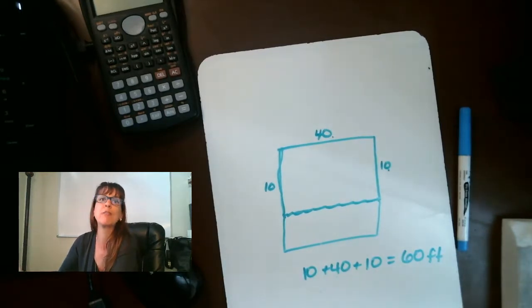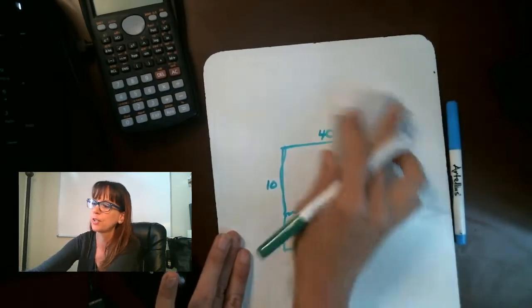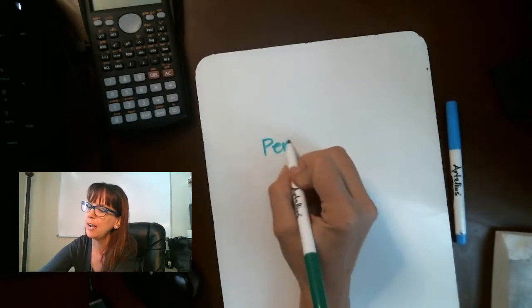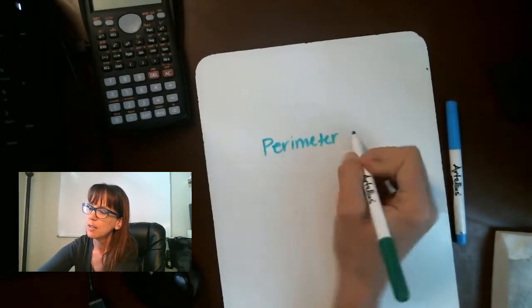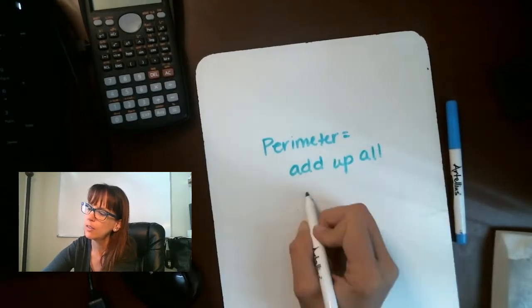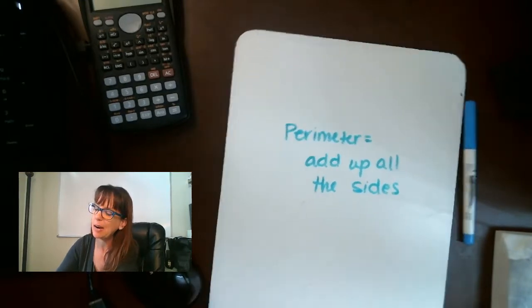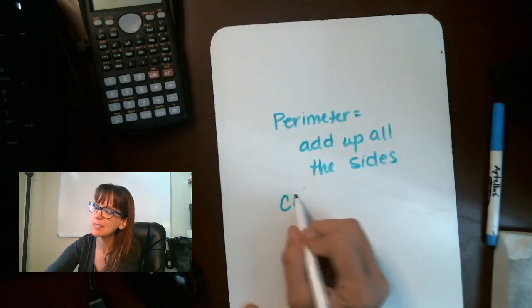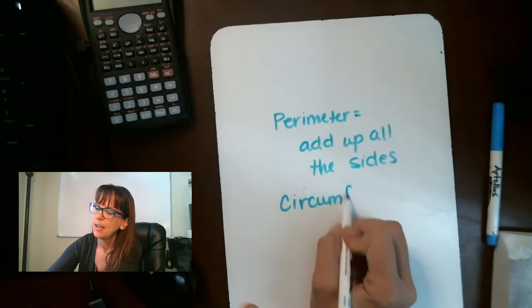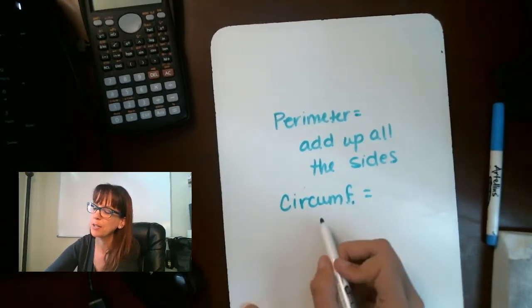So it applies that way for all shapes, right? Except for a circle, because then it's a circumference. So perimeter, this is a good note to have: perimeter equals add up all the sides. Circumference, however, is a different beast. Circumference, that is going to be the way we find this, and this is how I always remember it.